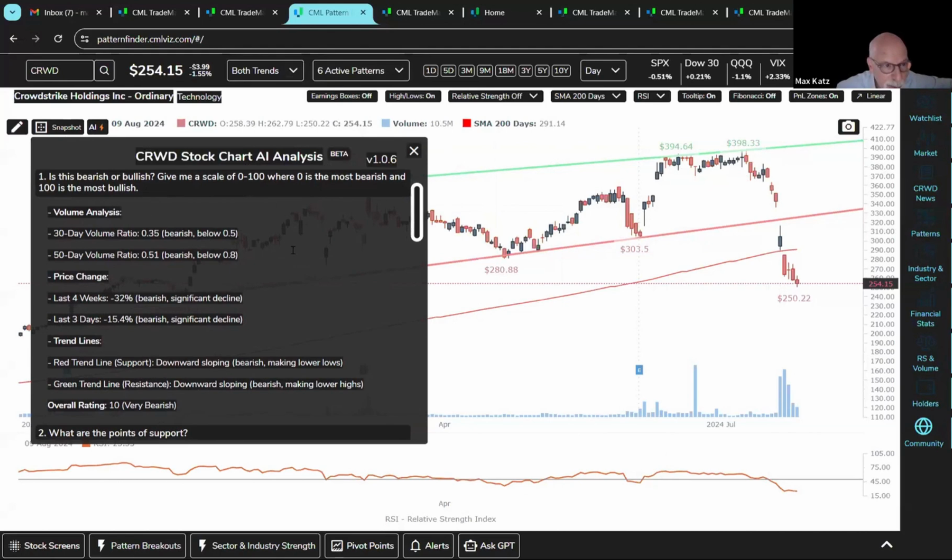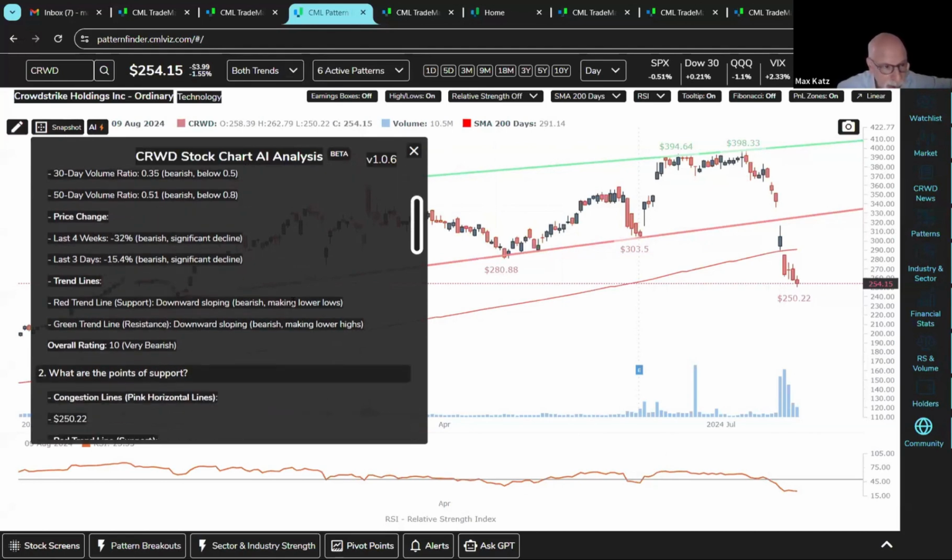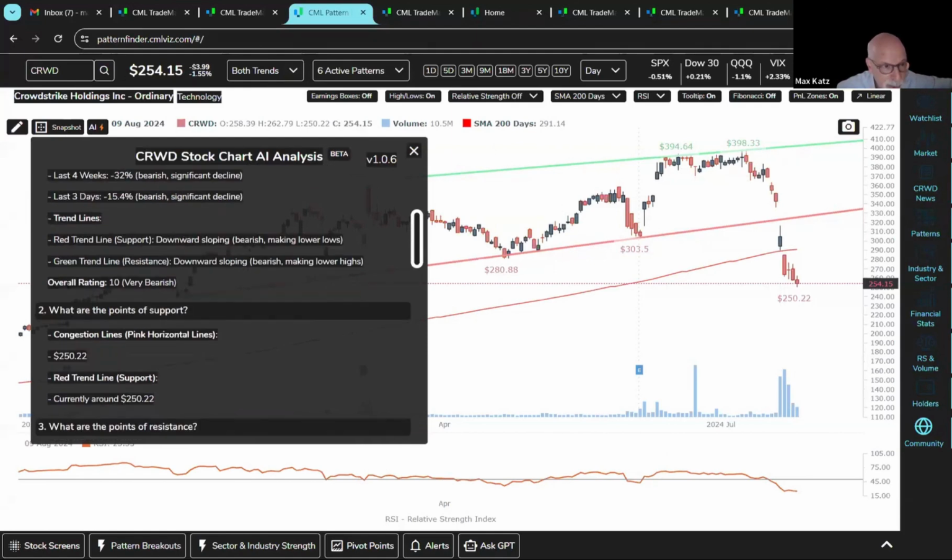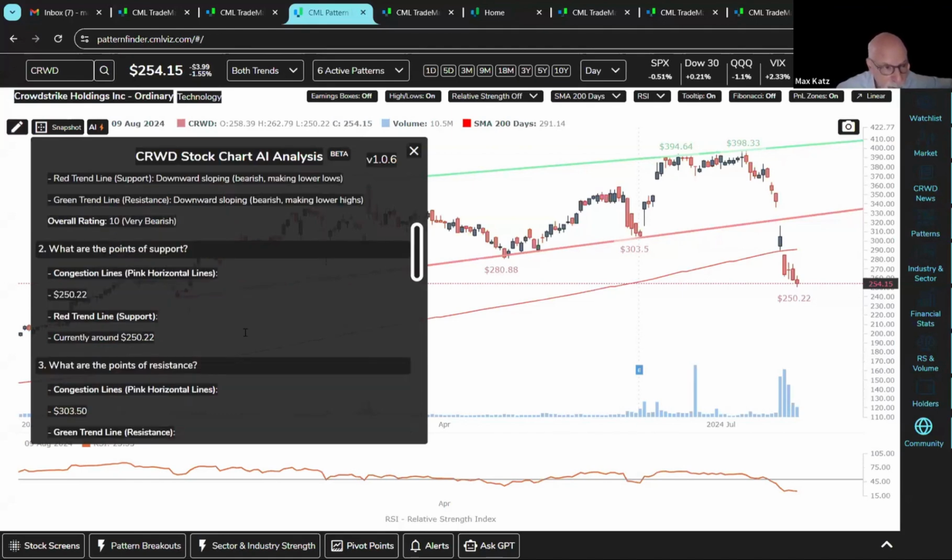Trying to figure out if it's bearish or bullish, it looks at volume analysis and price change and trend lines. You'll see this right here. This is very important, and it's mentioned in the summary at the bottom. An overall rating is 10 on a scale of 0 to 100. This is very bearish. So that's a strike against taking that buy the sell-off bullish trade that we received an alert for on TradeMachine. But I continue to go through it.